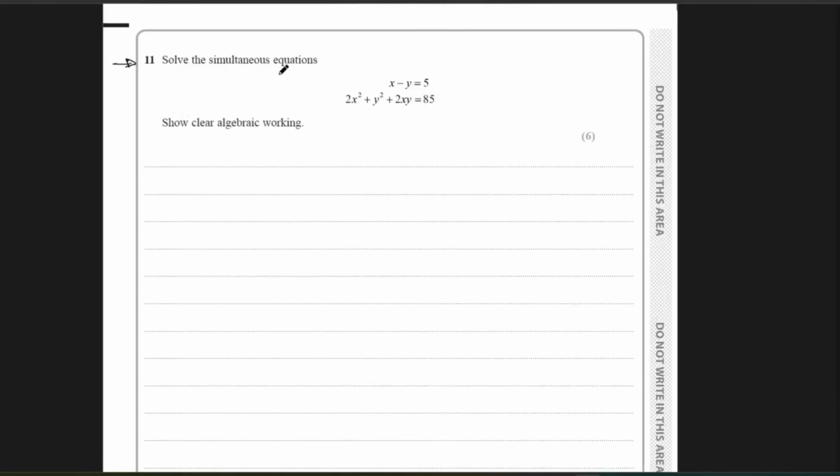Question 11. Solve the simultaneous equations x minus y equals 5. The next one is 2x squared plus y squared plus 2xy equals 85. We need to solve the values of x and y. So first one, x minus y equals 5. Let's make y the subject of the equation. So y is equal to x minus 5. Let's call this equation 1. And we have equation 2, which is 2x squared plus y squared plus 2xy equals 85.